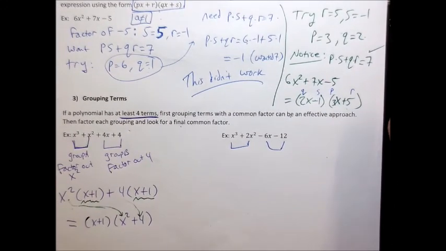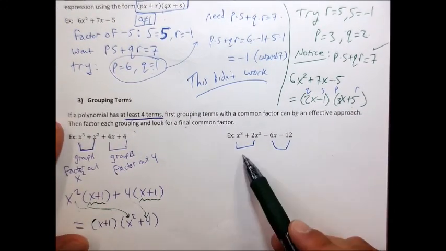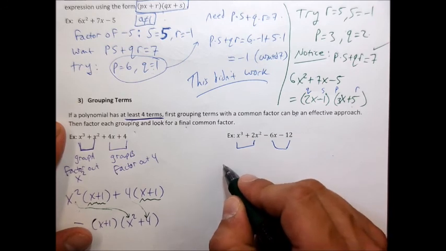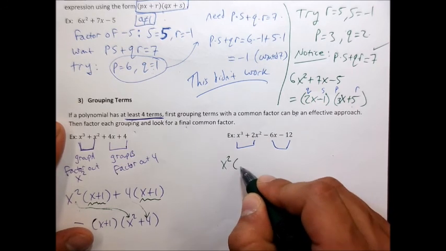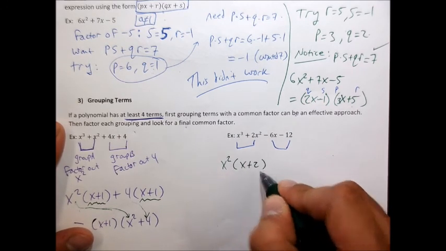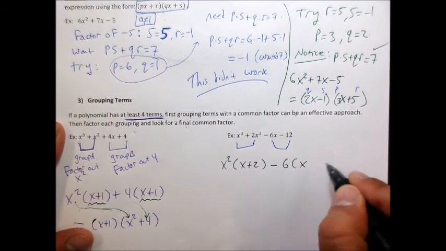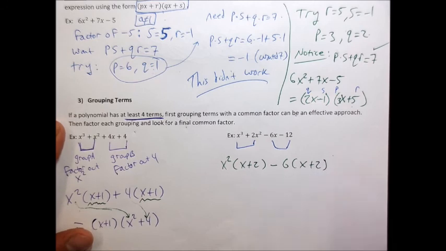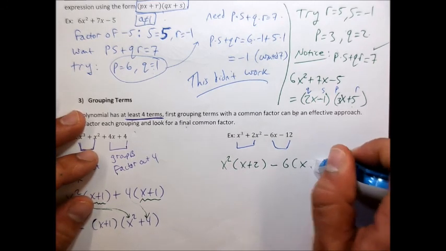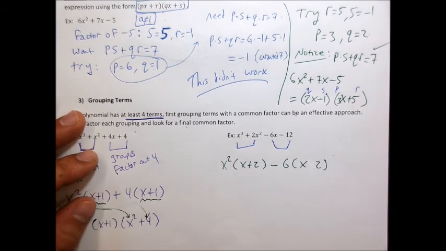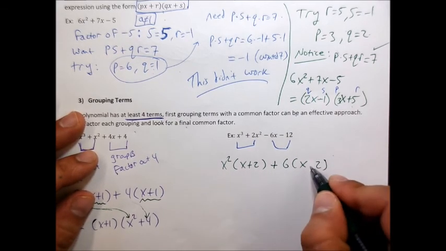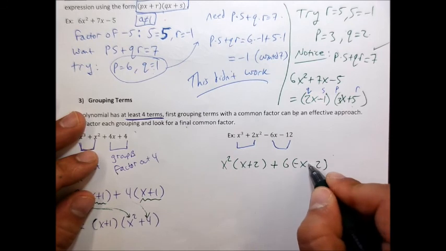Okay. What about this other one? So we've got two groupings here. I'm going to pull an x squared out of the first one, and we'll be left with an x plus 2. And then I'm going to pull out a negative 6 out of the second one, and we'll also be left with an x plus 2. Actually, this is usually where I like to sort of mess it up at first. Did anyone factor out a positive 6, and then you end up with minus x minus 2?